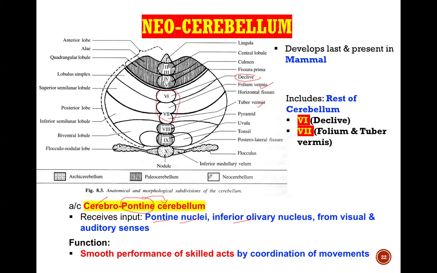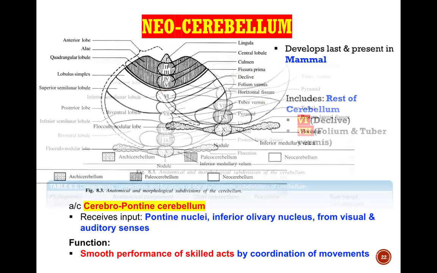These are responsible for performing any type of skilled movement, that is, coordinated movement. Not only skilled movements, but those movements where coordination is necessary, such as a musician playing a guitar. You need coordinated movement, a smooth, fine type of performance or skilled act. In those types of movement, this new cerebellum is working. We have to remember this as well.